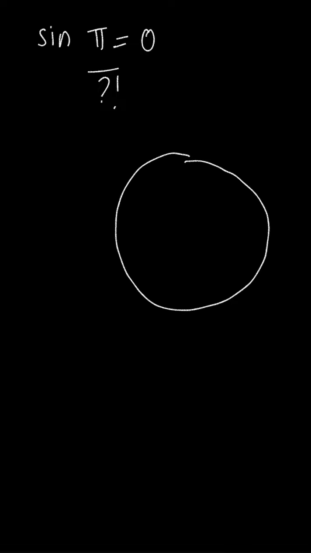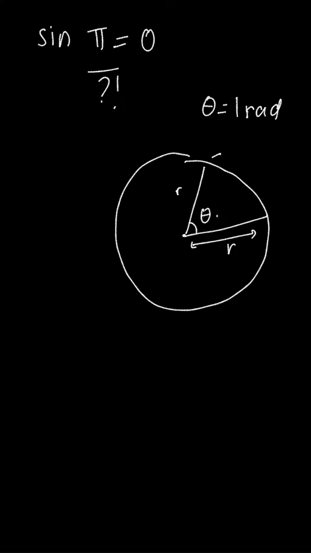So suppose this is a circle. This is the center of our circle. Let's cut out a little slice. So this is the radius of the circle over here. This is also the radius. This is angle theta at the center. So this angle theta over here is equal to 1 radian only when this arc length over here is also equal to the radius of the circle.